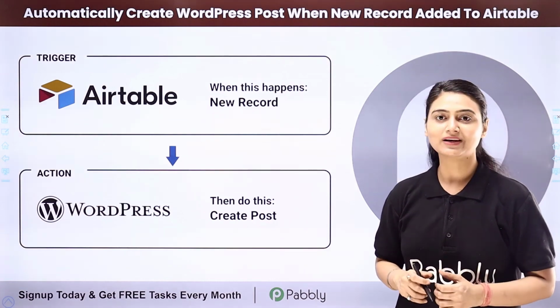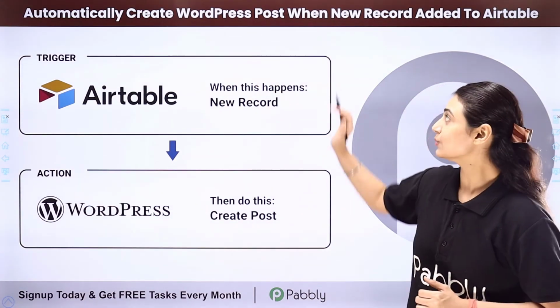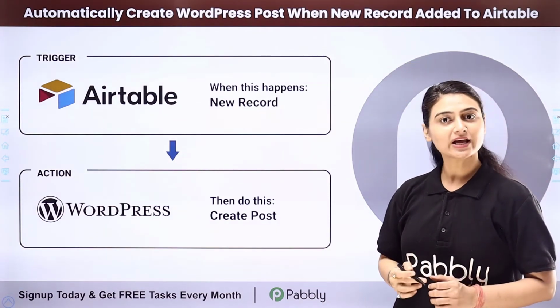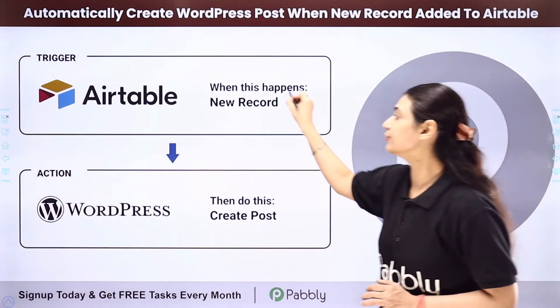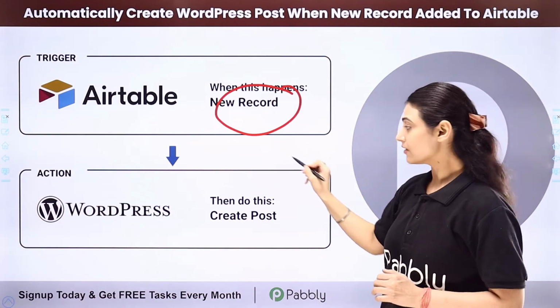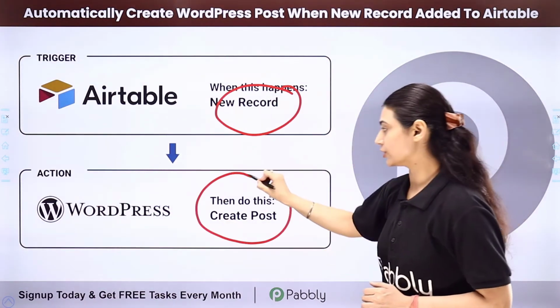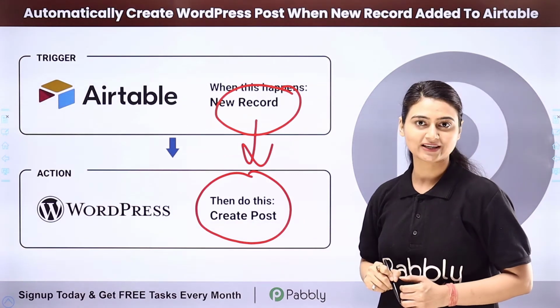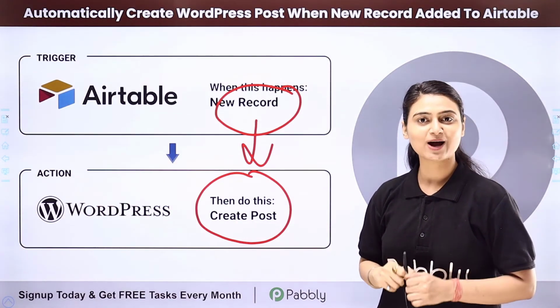In this video, we will learn how you can automatically create a WordPress post when a new record is added in Airtable. So let's say you want every time a new record is added in Airtable, a post should be created on WordPress. So we are going to automate this entire process using Pabbly Connect. Come to my screen to see how we do this.